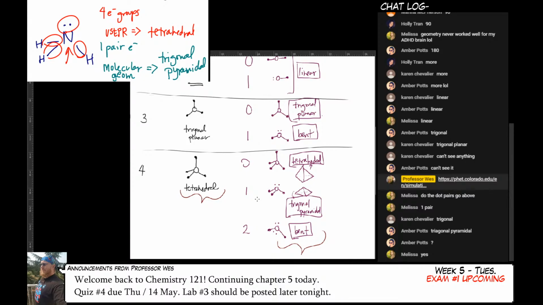But that's how you do it. Draw the Lewis structure. Figure out what family it's in by figuring out the total number of electron groups. And then consider electron pairs to get the molecular geometry.